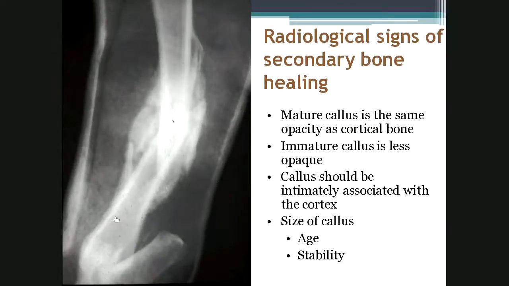And the size of the callus is determined by the age of the patient, as well as fracture stability. Young animals tend to produce more callus than older animals, as their periosteum is much more active. And fracture instability can lead to motion and more callus formation.